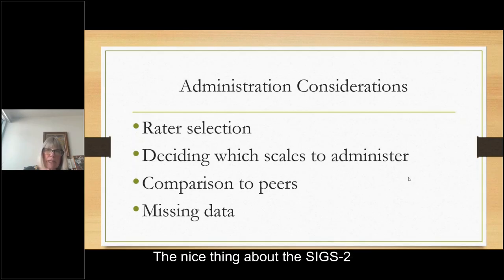The nice thing about the SIGS-2 is each scale is standalone. Each scale was normed separately. There is no composite score. You never collect information on all 7 scales, add those together, and take an average. You have nothing to compare it to because there's no norm for an average of all 7 scales.